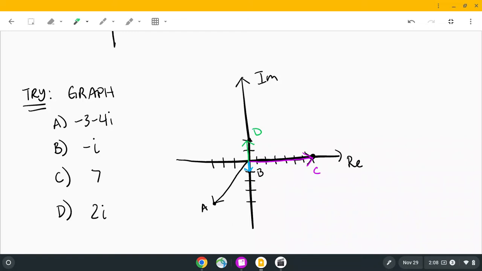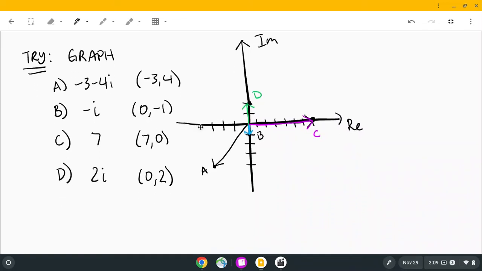You can see here it's very similar to just plotting the point -3, -4. And over here, since the real part is 0, this is like saying 0, -1. And here, the imaginary part is 0. And then here, again, the real part is 0. The imaginary part is 2. So very straightforward for graphing.